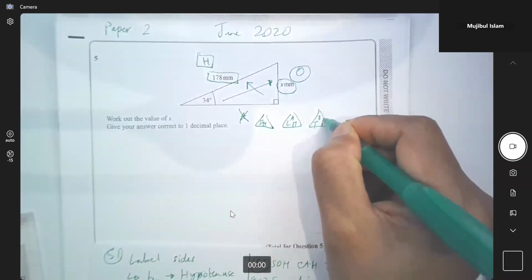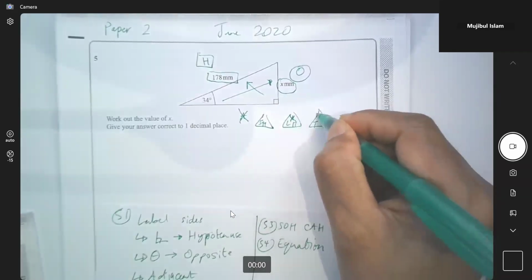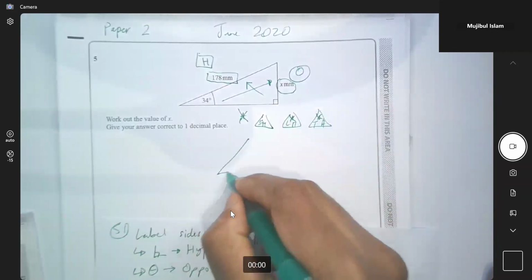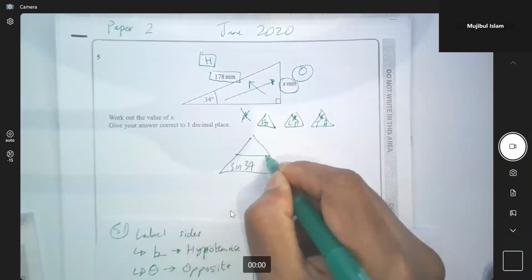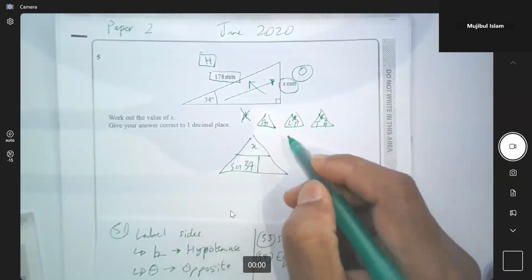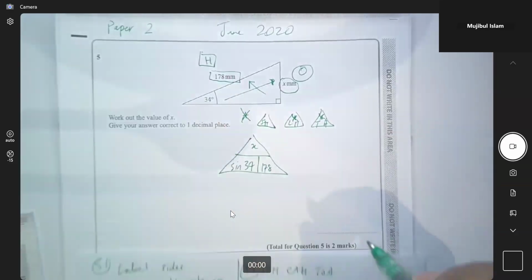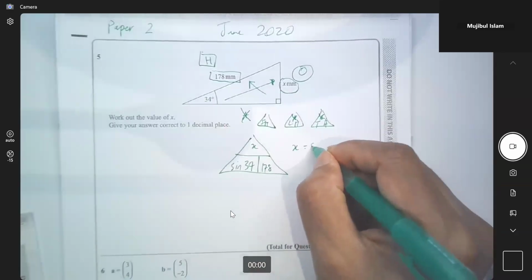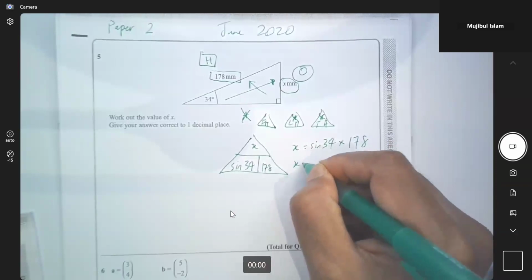SOHCAHTOA. I'm not working with adjacent, so I cross these out. So I've only got sine here. Sine 34 equals opposite, which is x, over hypotenuse, which is 178. So my equation, step four: x equals sine 34 times 178.